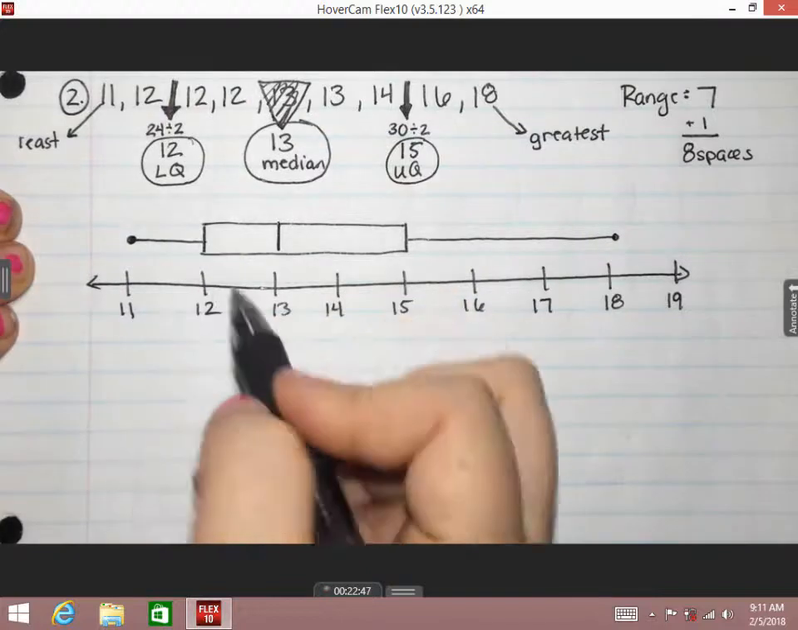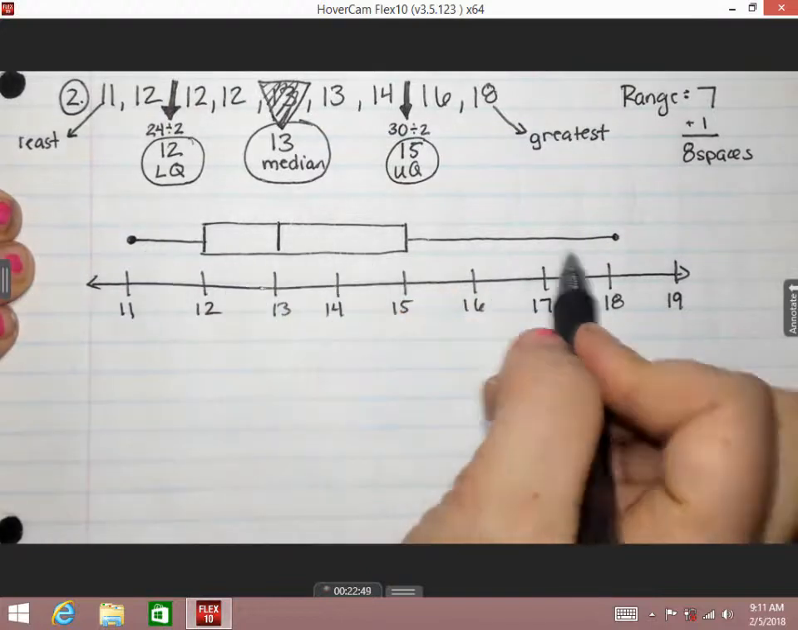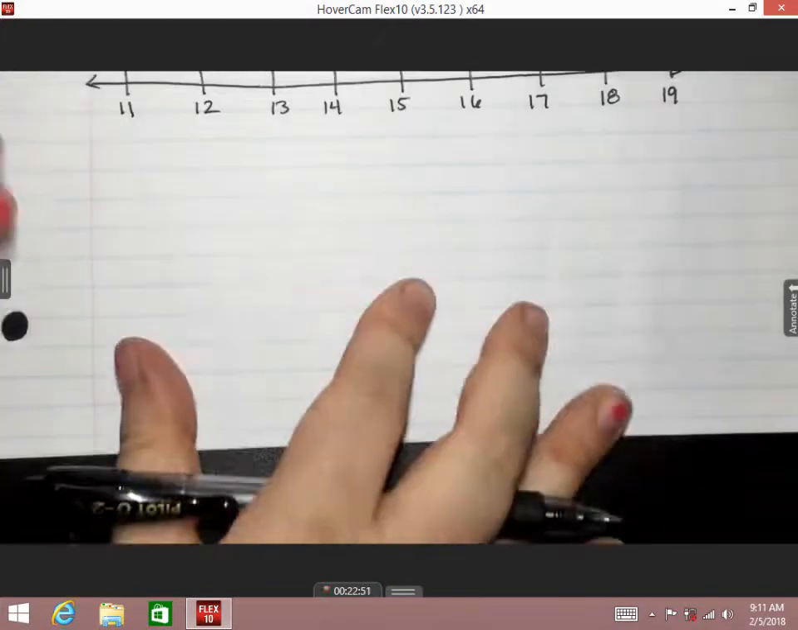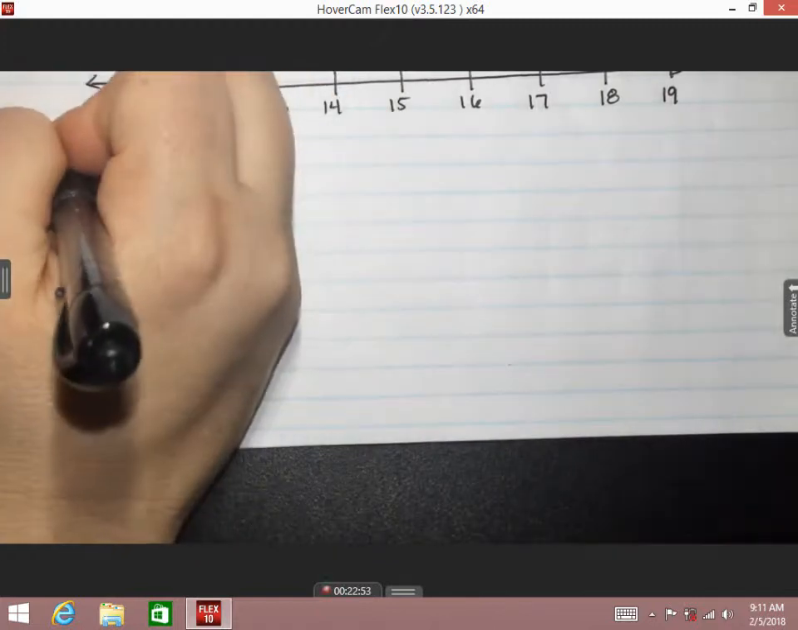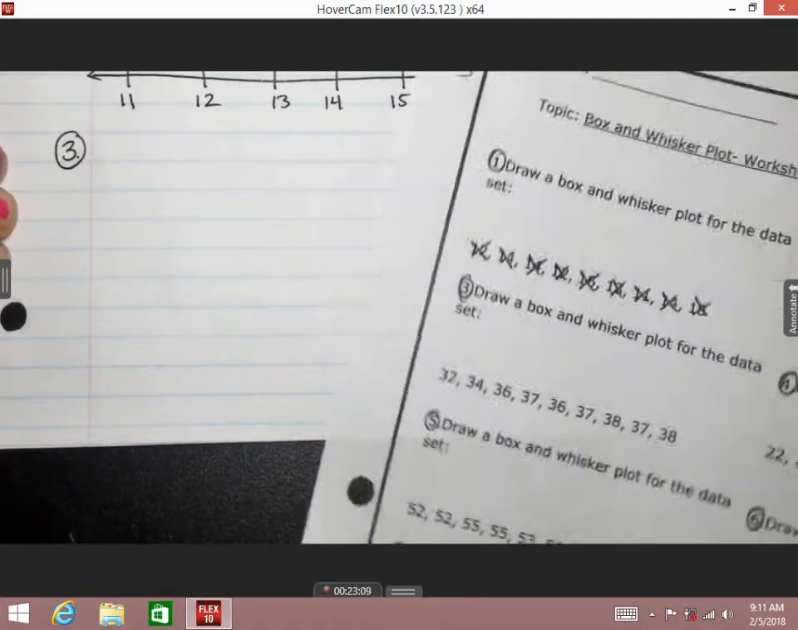Again, each piece is how much percent? 25%. Excellent. All right. So we'll do number 3 together, and then you'll finish the rest of it for homework. All right. So for number 3. First thing you got to do is put them in order. Does someone think they can do that relatively quickly?